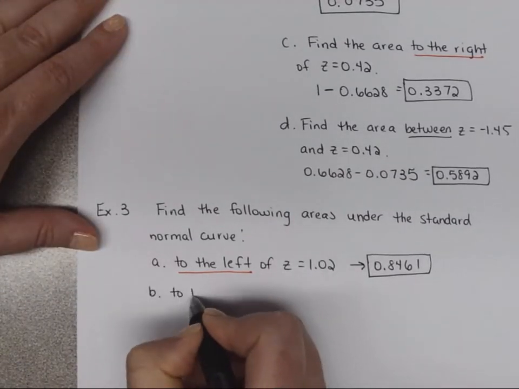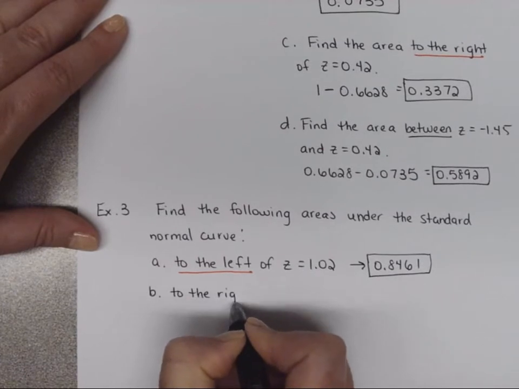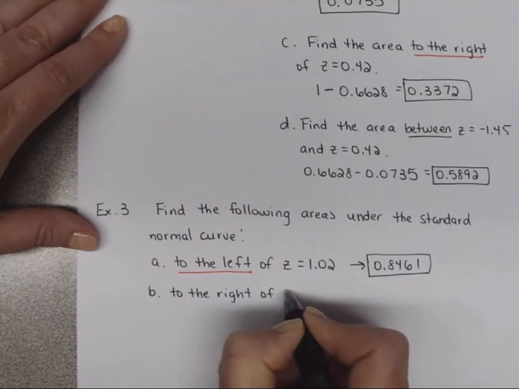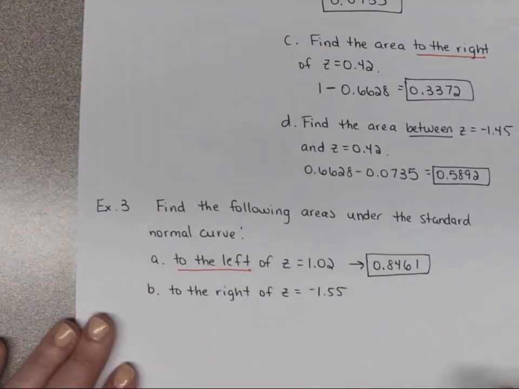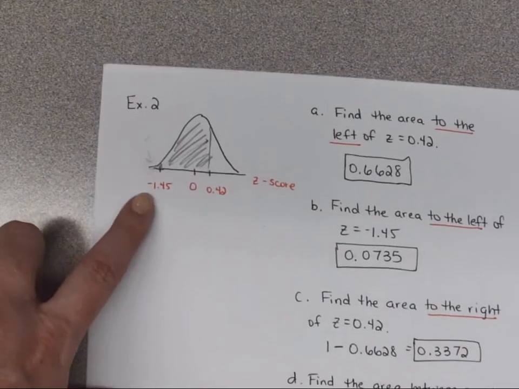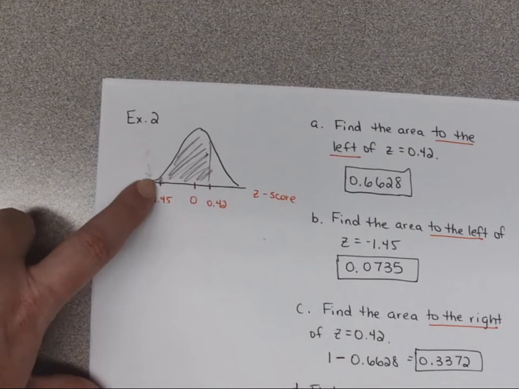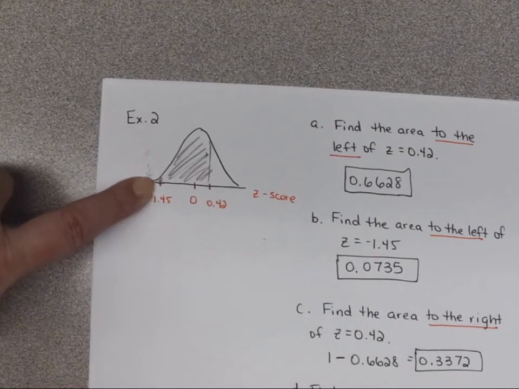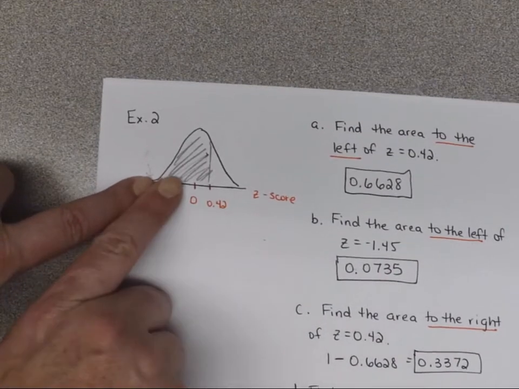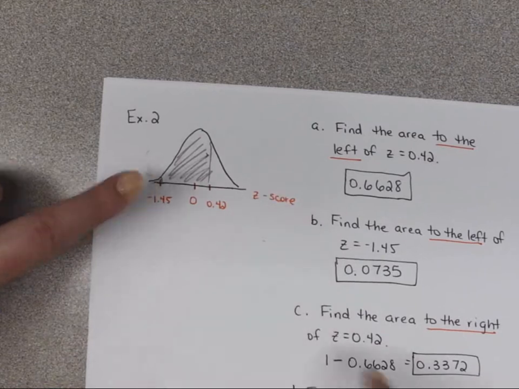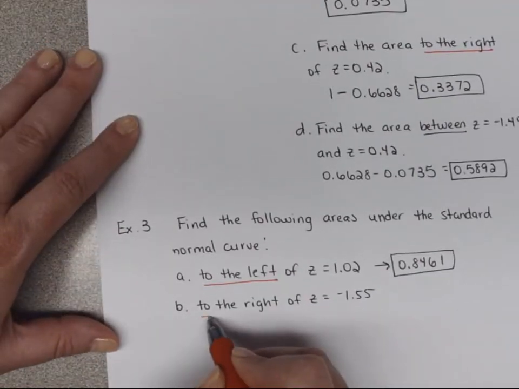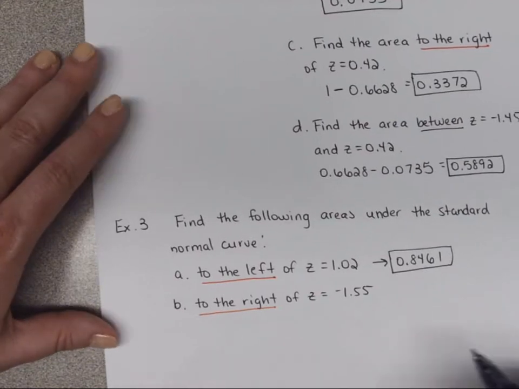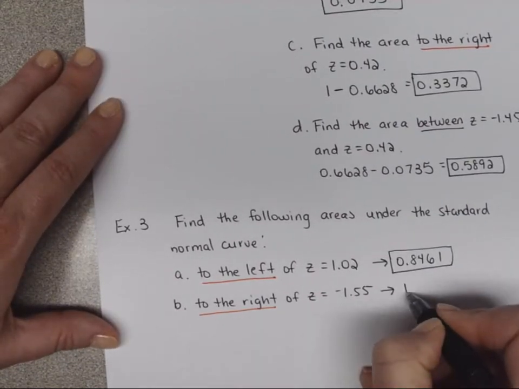What about this one? To the right of z equals negative 1.55. Okay, so again, if we wanted to go here, negative 1.55 would be a little bit past negative 1.45 on the left, but we're trying to go to the right. We're trying to go this way, so it's going to include a lot of it, right? So the fact that they said to the right of does mean that we need to do 1 minus whatever we read on the chart.